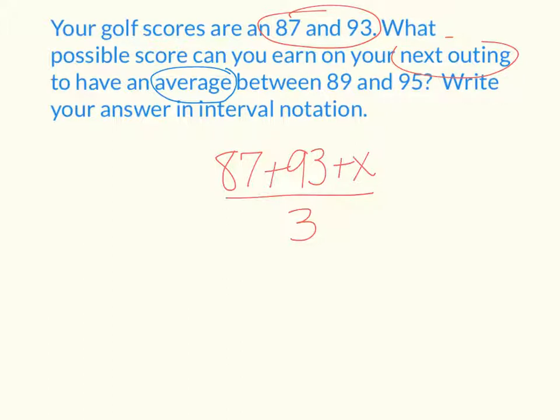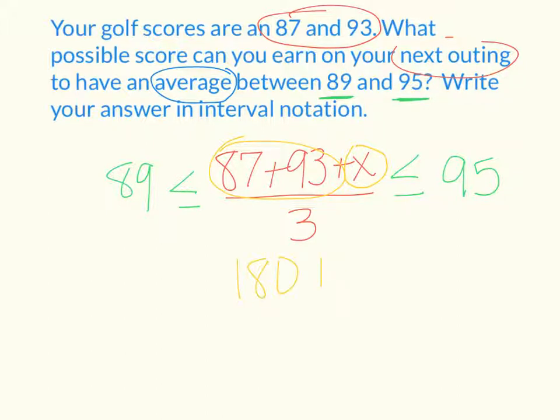Now with a compound inequality, what these 2 scores mean is that's my low end and that's my high end. So we're going to attach those to the sides. My high end is 95 and my low end is 89. So I have to solve for x. There's a lot going on. I'm first going to add these 2 together, and I get 180. So I have 180 plus x divided by 3, and then I'm going to bring down. Now to solve for x, I got to get rid of the 3. So I'm going to multiply everything by 3. Those cancel.